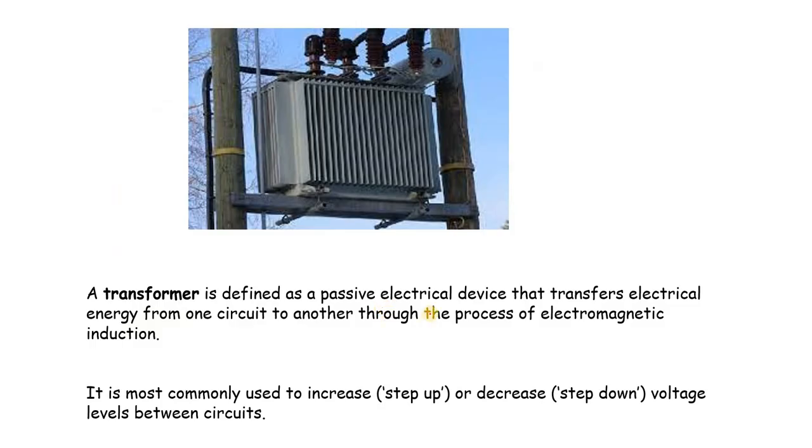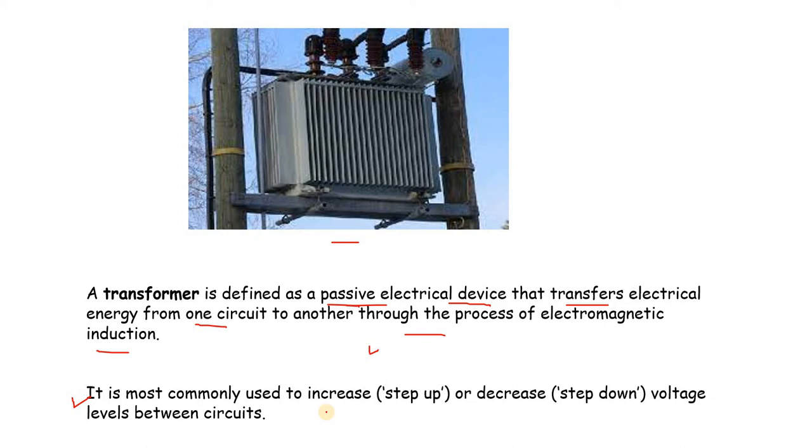So what is a transformer? You might have definitely seen one near your house. It is a passive electrical device. Remember why it is passive? Because here electrical energy is not generated. A transformer just transfers electrical energy from one circuit to another through a process of electromagnetic induction, and it is mostly used to increase voltage, which is called step up, or decrease it, step down, between circuits based on your requirement.